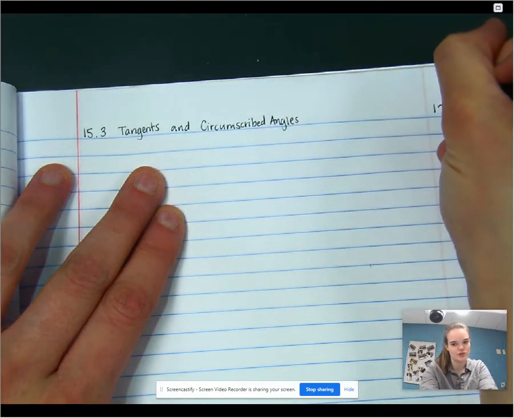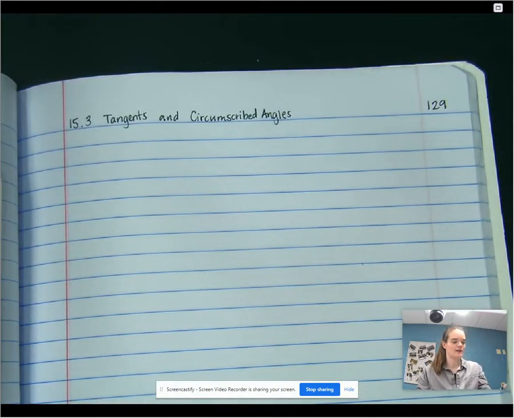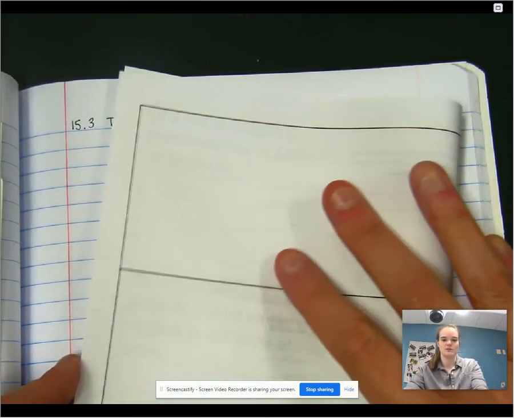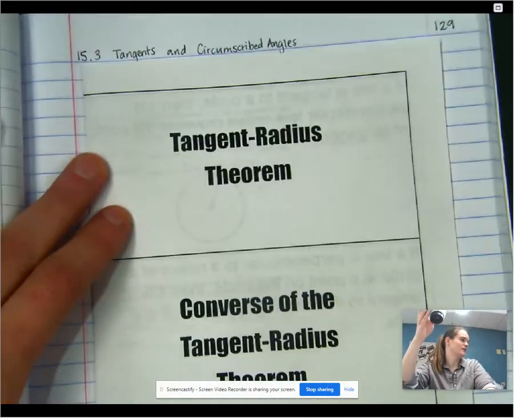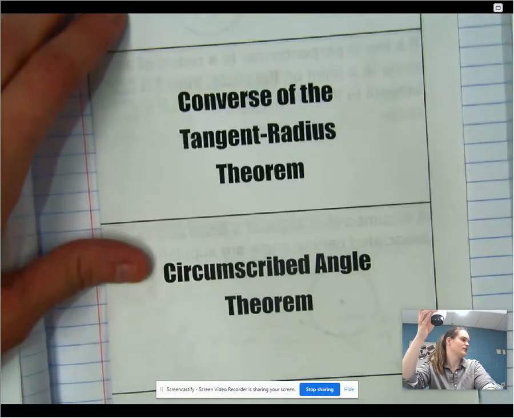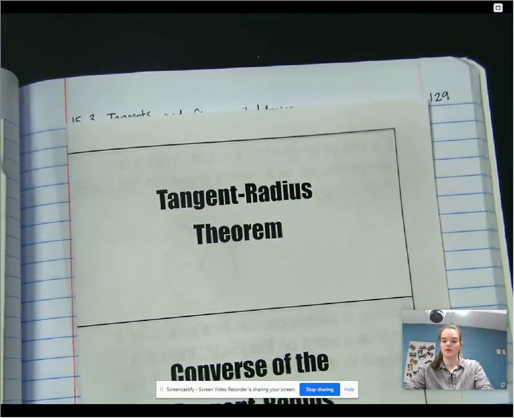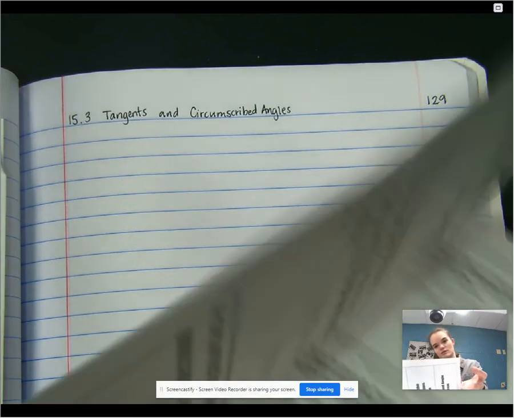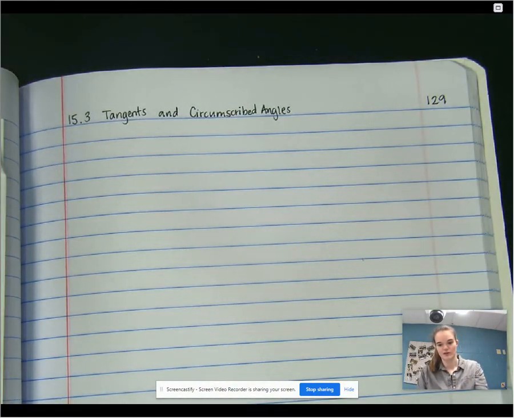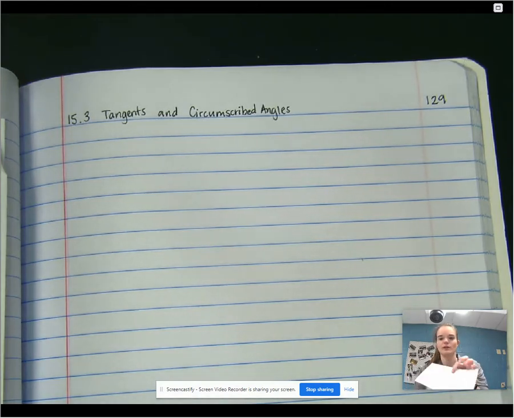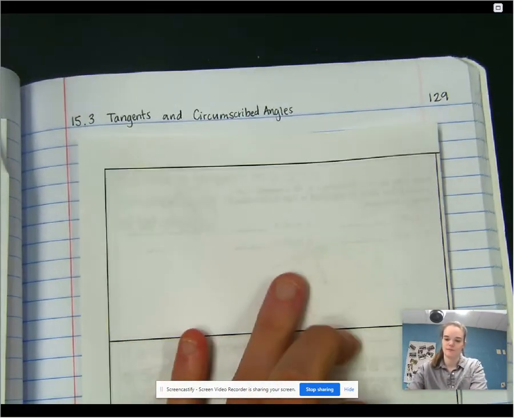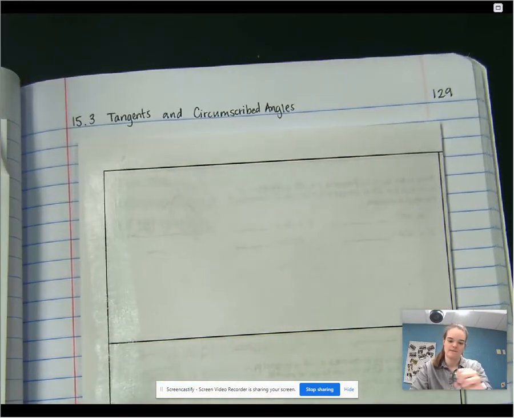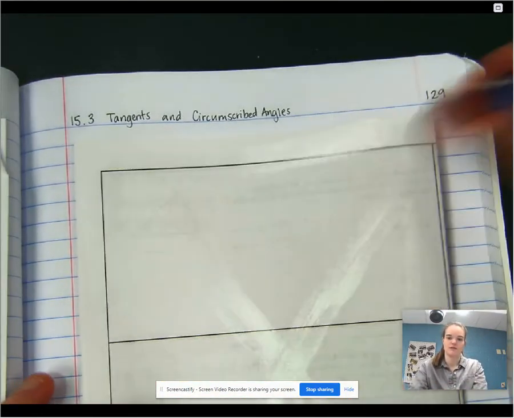That's on 129. I'm going to go ahead and show you where to glue it, and then we're going to get started. So you have this handout attached. Go ahead and fold it in half. Looks like this. Just like before, we are going to cut it. Tangent radius theorem, converse of the tangent radius theorem, and circumscribed angle theorem. I'm going to go ahead and cut that. And the lines finally line up this time. I don't know if they line up on anything else, but they do this time. I'm going to glue it in on 129, and then we're going to get started on actually doing the problems.